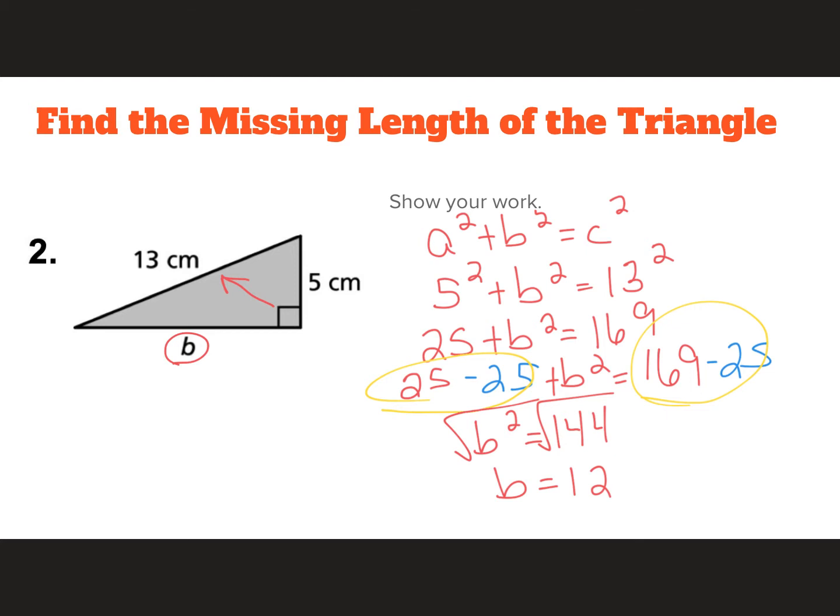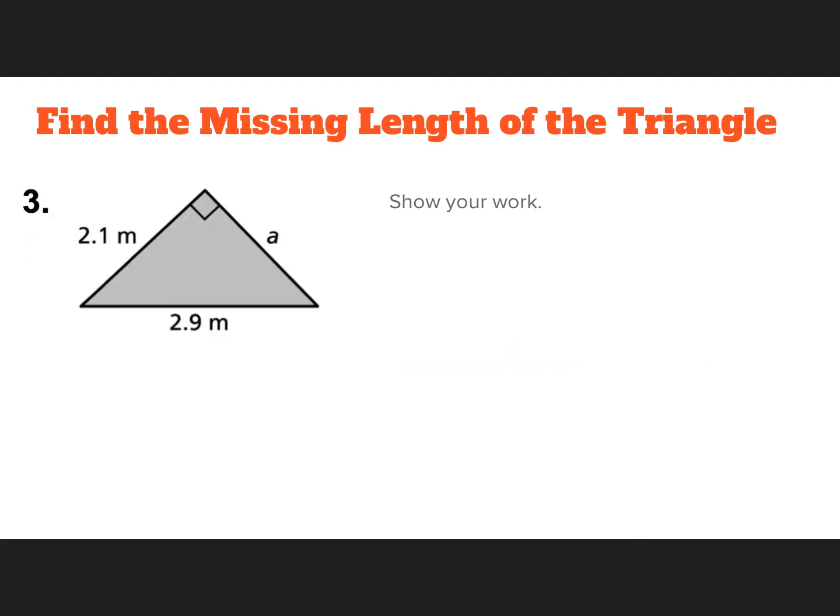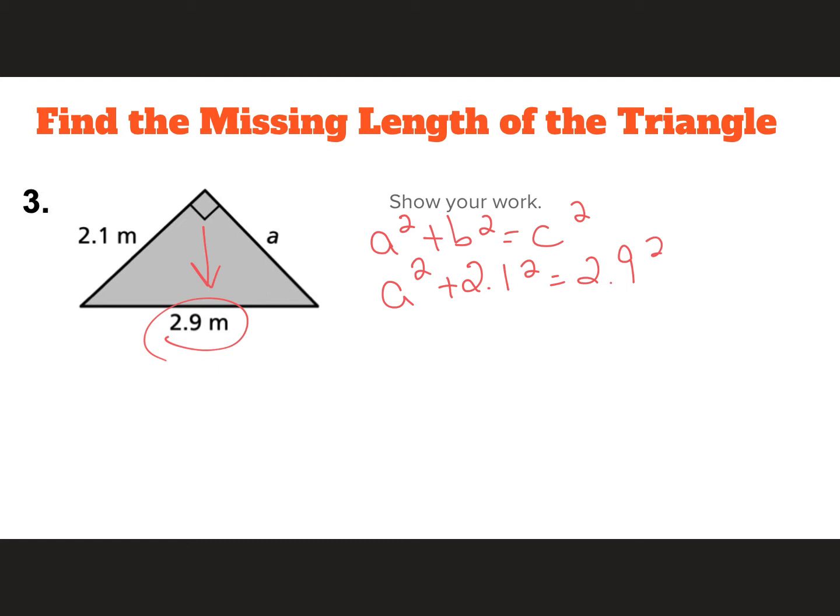Again, nice and easy. Okay, side 3. Again, first thing we're going to do is find that side C. So I know that's side C. So I have A squared plus B squared equals C squared. So I'm left with A squared plus 2.1 squared equals 2.9 squared.